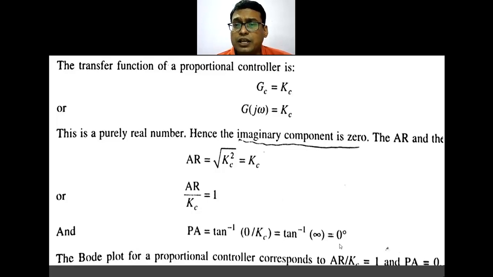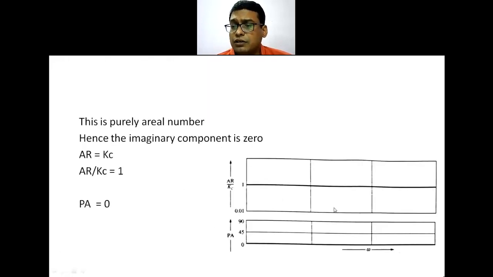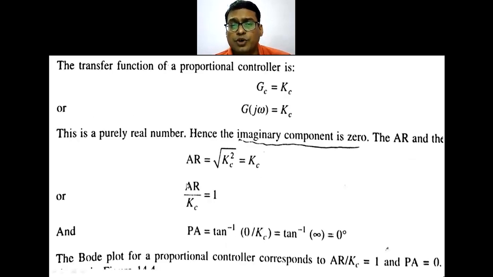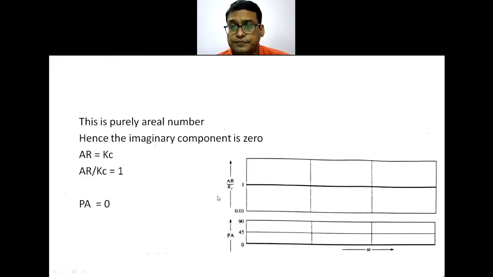Similarly here, the plot of amplitude ratio against the radian frequency becomes a straight line passing through 1, because the amplitude ratio upon Kc has a value of 1. And the phase angle against radian frequency is the line at 0 degrees.